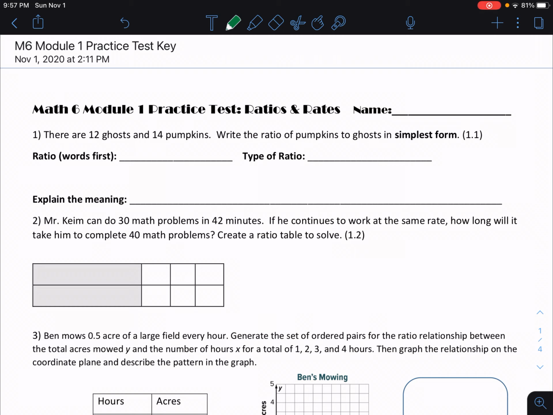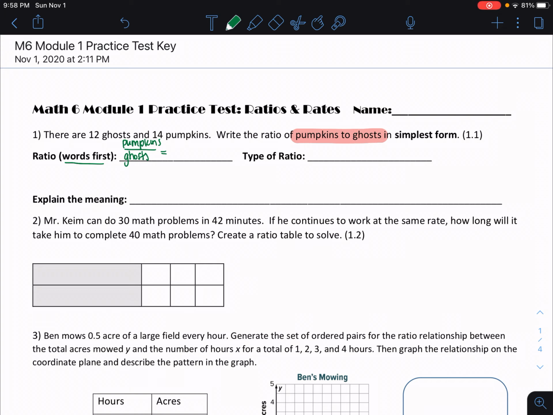Number 1 says there are 12 ghosts and 14 pumpkins. Write the ratio of pumpkins to ghosts in simplest form. Order matters for ratios. So when it says write the ratio of pumpkins to ghosts, it does not matter that they gave you the number of ghosts first and pumpkins second. We want to write the ratio of pumpkins to ghosts. When it says words first, that means write the fraction in words. So pumpkins over ghosts.